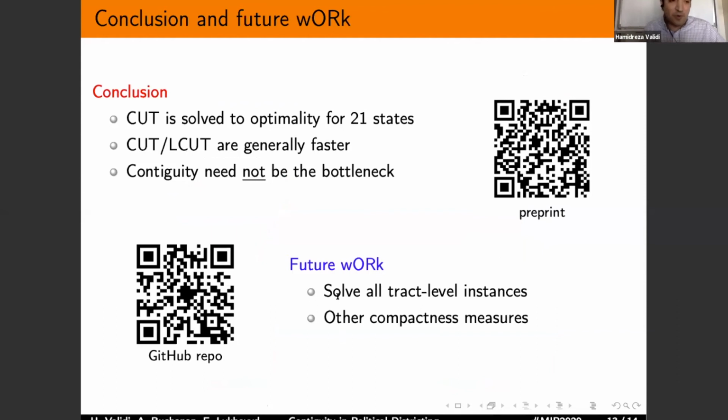And for future work, we plan to solve all tract level instances, including Texas and California. And we also plan to consider other compactness measures. Okay, thank you so much.